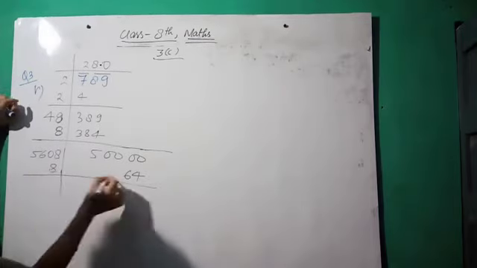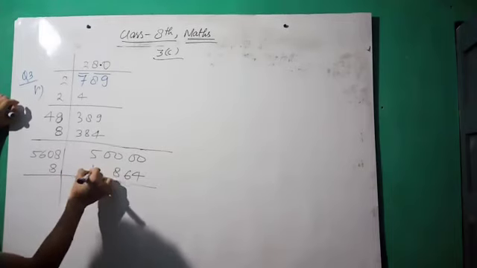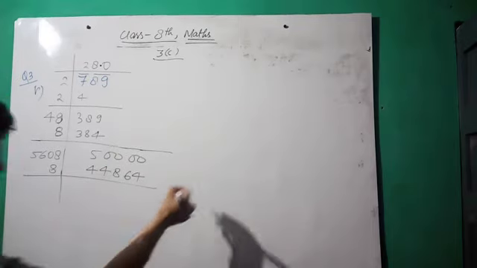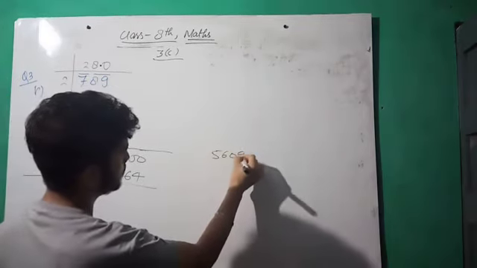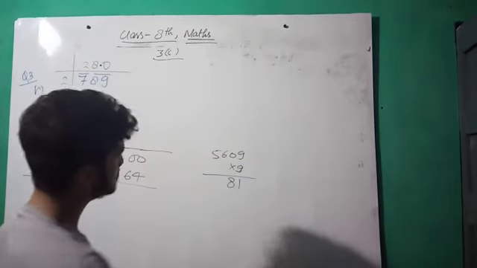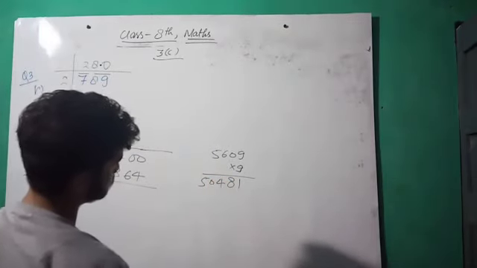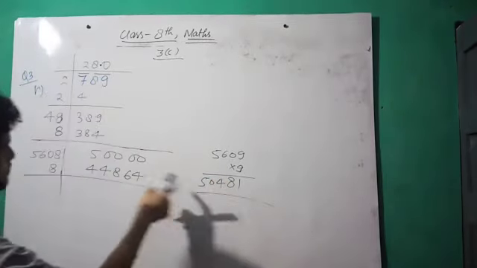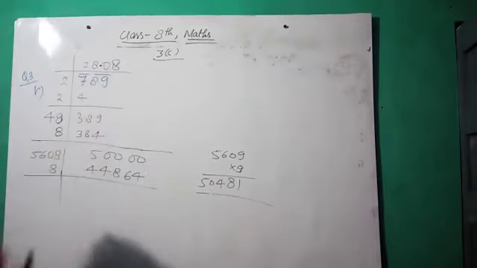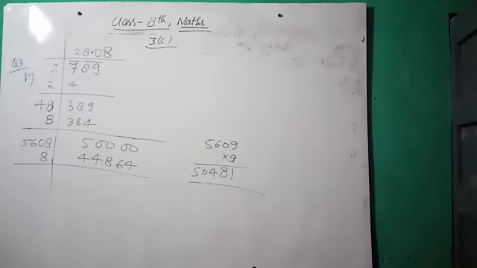So 8 6 is 48, and 8 5 is 40, and 44. Okay, if you multiply 5609 into 9, then 1 8 and 56 into 9 is 504. So this becomes more than 50,000, so we have to multiply it by 8. So this is our answer. 28.08 is our answer. Okay, thank you so much.